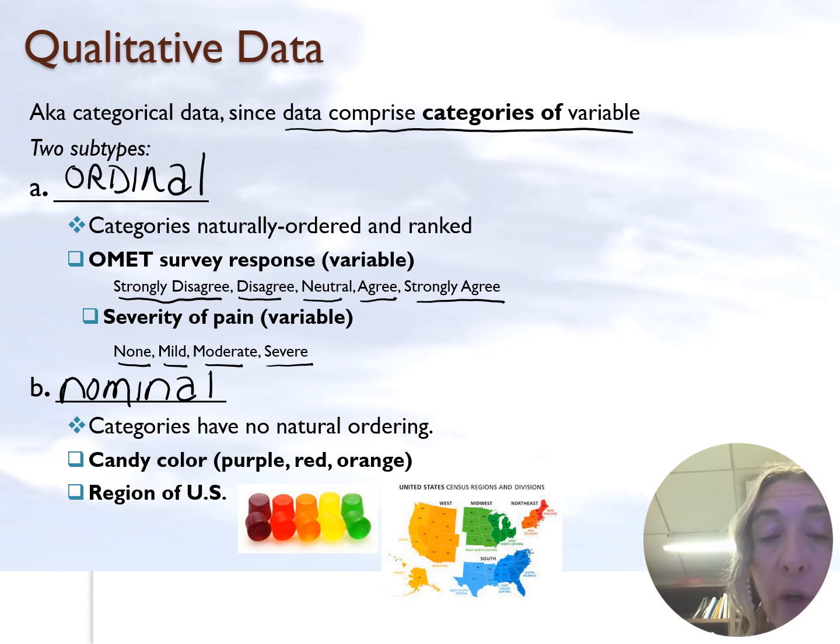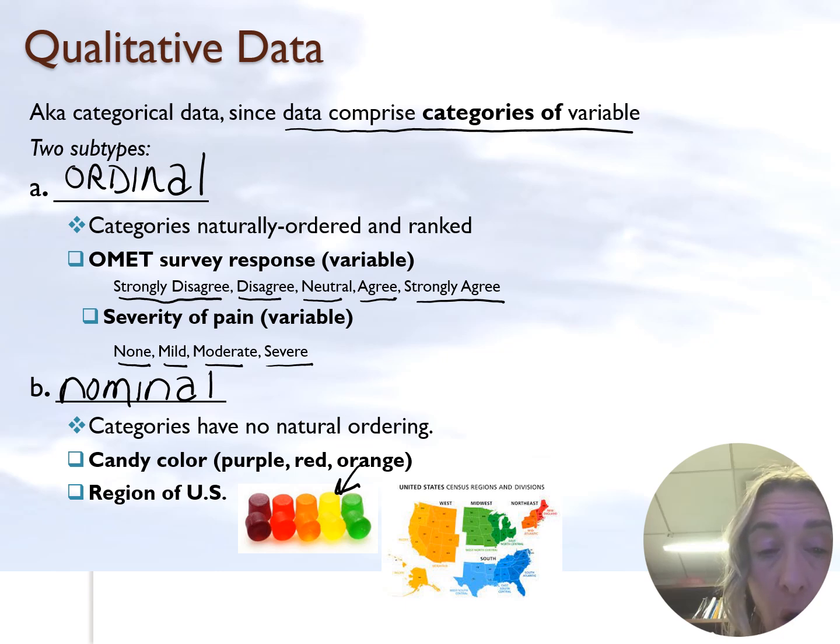With nominal variables, the categories have no natural ordering. So for example, candy color, purple, red, or orange, has no natural ordering. Now, you may like one candy color over the next, but that's a different variable. That would be preference for candy color. Candy color in and of itself has no natural ordering.